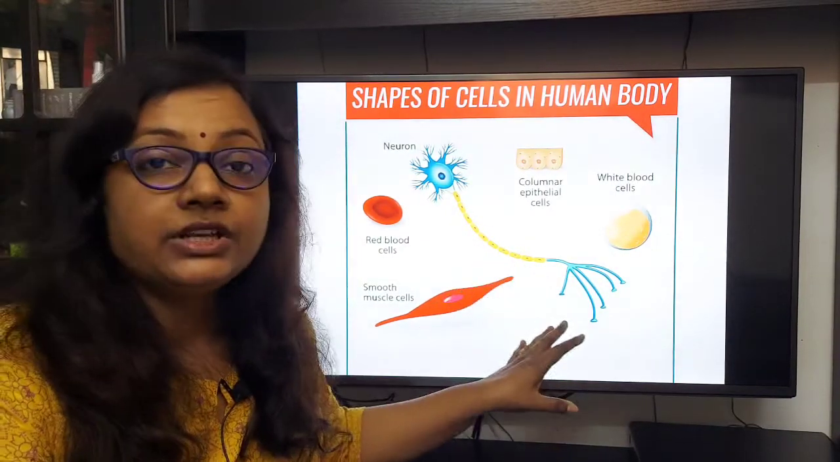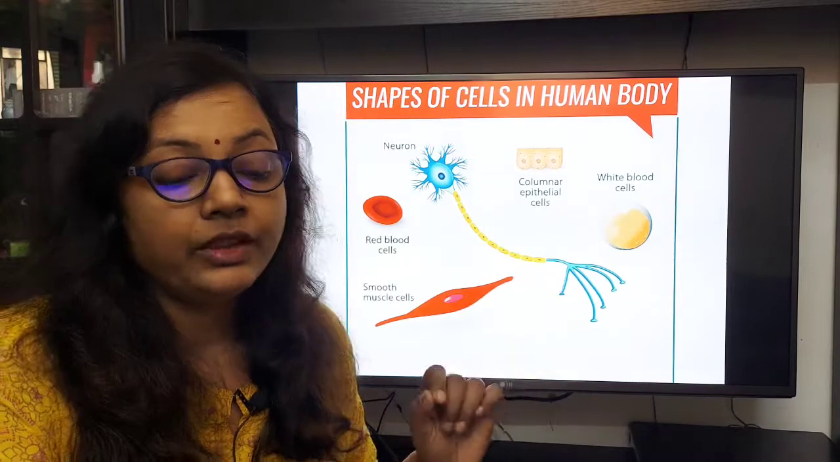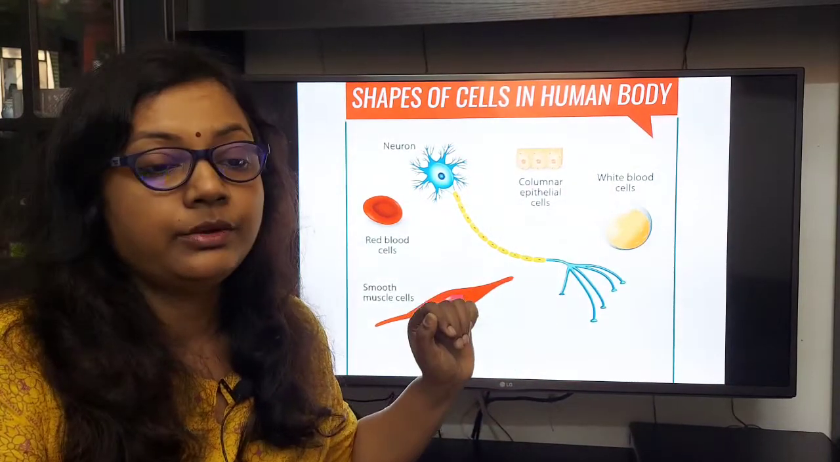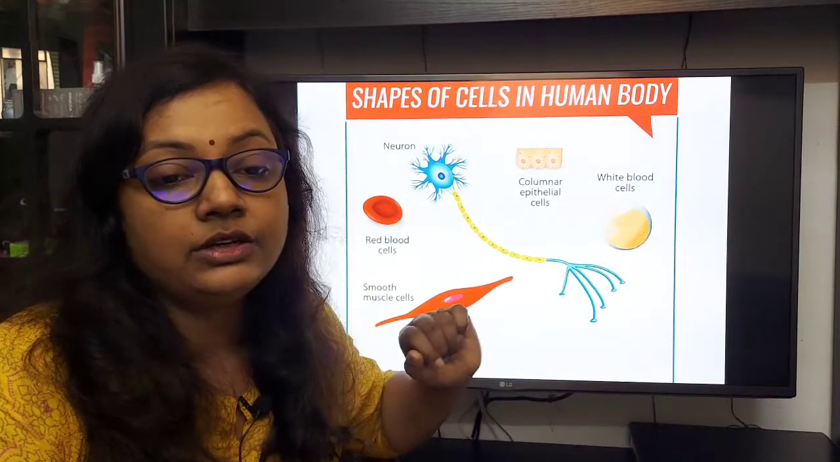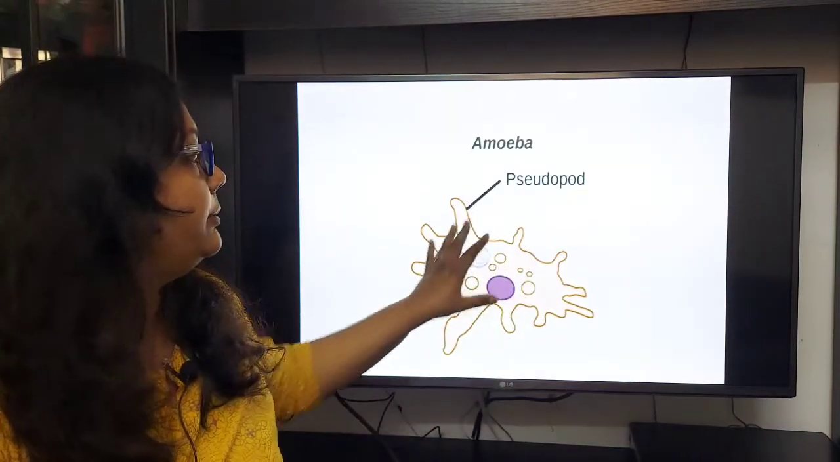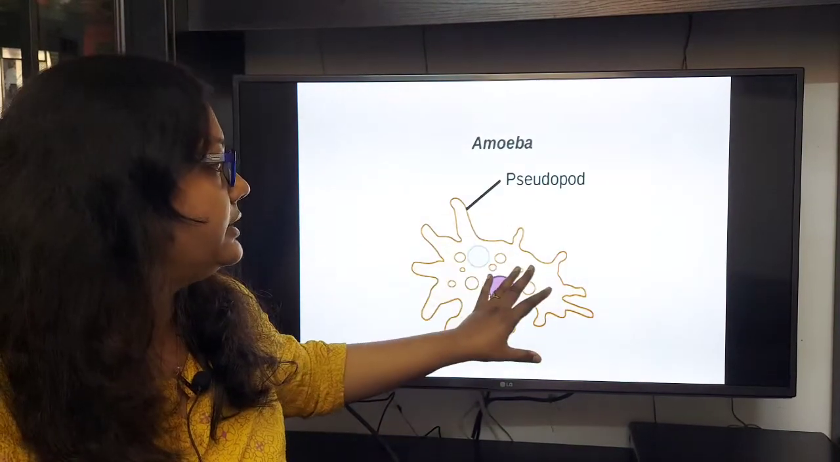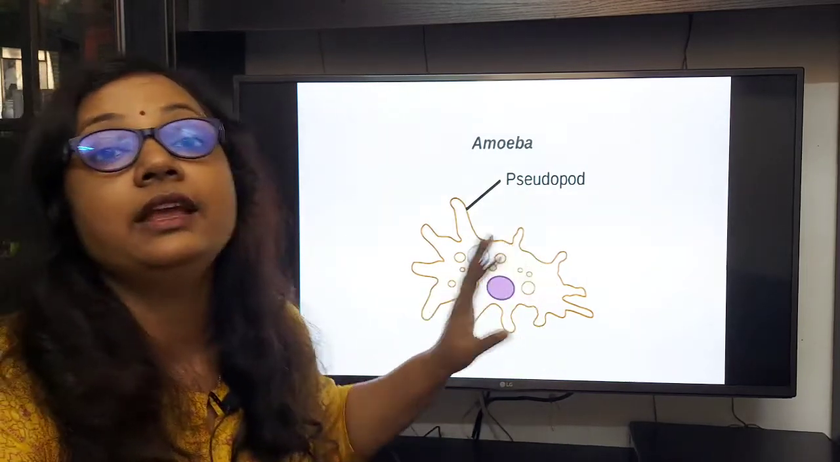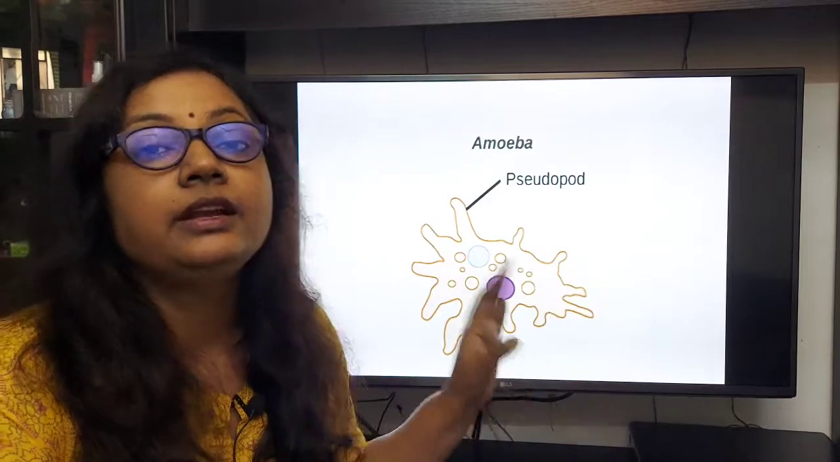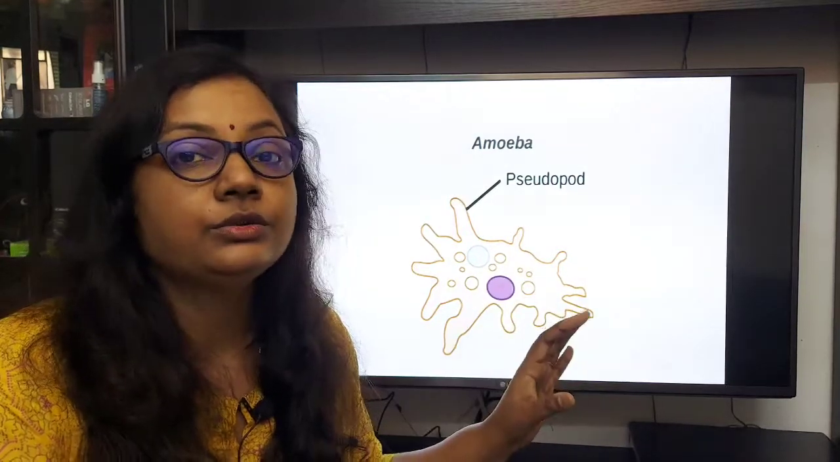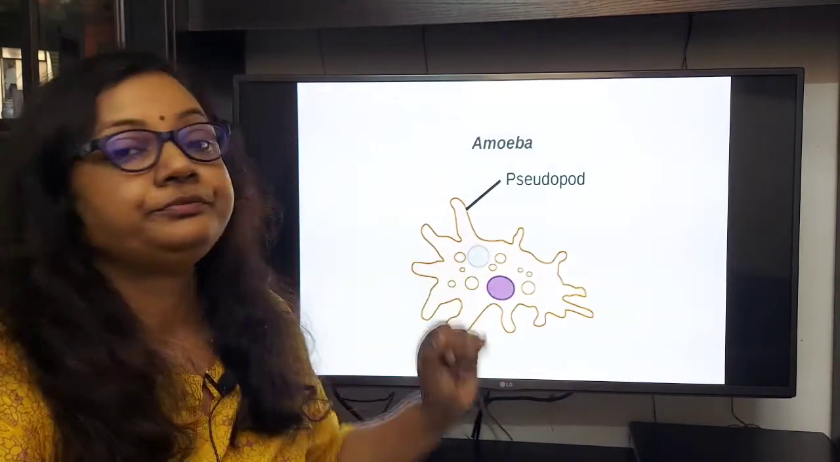Now next are muscle cells. These are spindle shaped, their ends are pointed. So they all have regular shape. Now white blood cells don't have a regular shape. It has an irregular shape. Similarly, amoeba is a single cell organism and it also has an irregular shape. Those small pseudopods help it in movement and also to catch food.